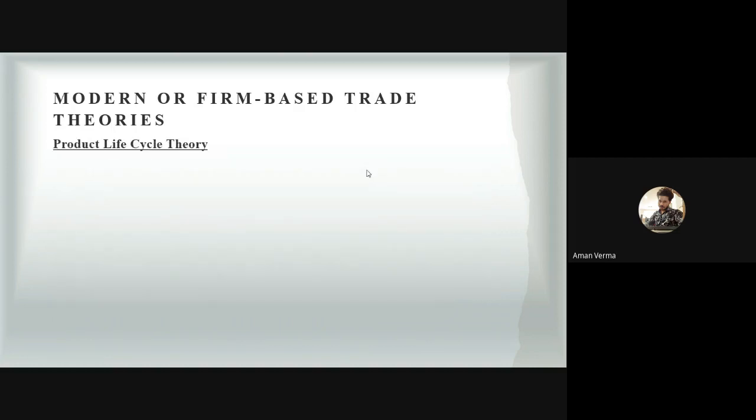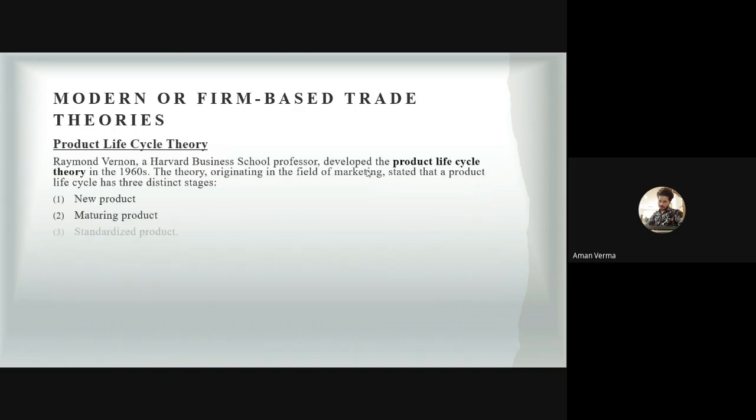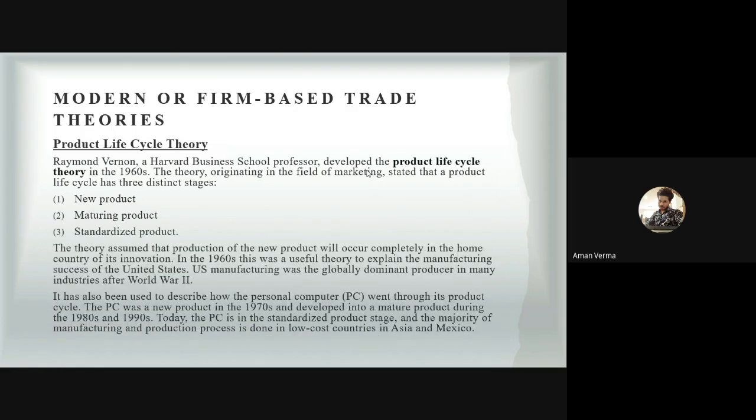Now, the second theory is the product life cycle theory. Raymond Vernon, a Harvard Business School professor, developed the product life cycle theory in the 1960s. The theory, originating in the field of marketing, stated that the product life cycle has three different stages: new product, maturing product, and standardized product. The theory assumed that the production of the new product will occur completely in the home country of the innovation. In the 1960s, this was a useful theory to explain the manufacturing success of the United States. US manufacturing was the globally dominant producer in many industries after World War II.